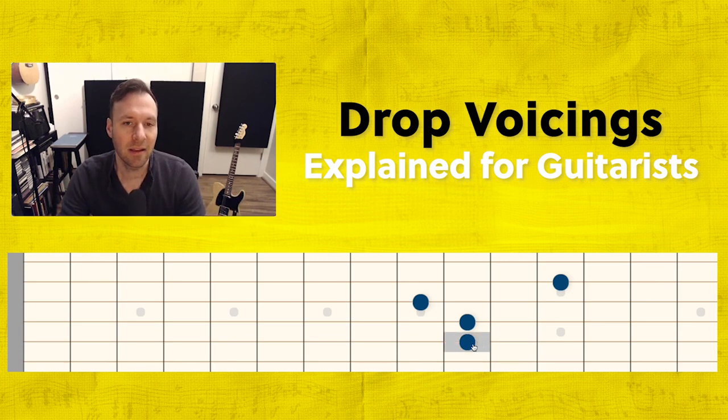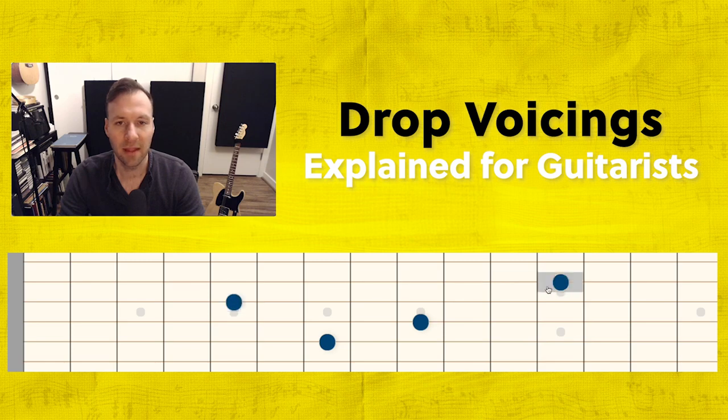So if this is 5, then I'm going to move it down to 3. So I'm moving that down to 3. Okay, this is 1, I'm going to move it down to the next closest chord tone, which is 7. This is 3, I'm moving it down to 1, and this is 7, so I'm moving it down to 5.